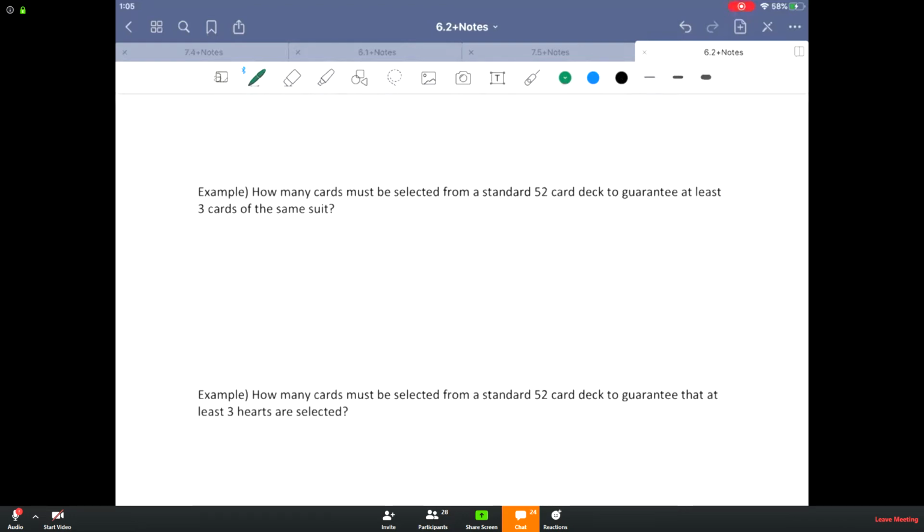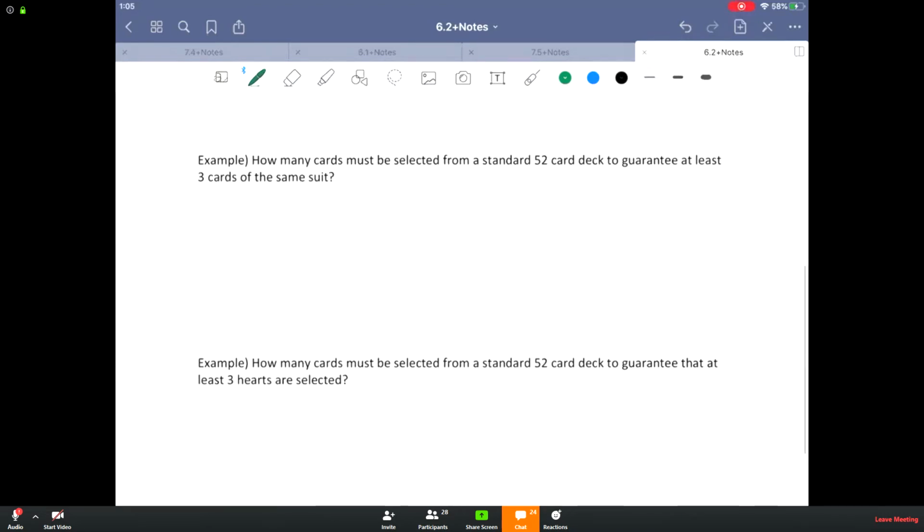So how many cards must be selected from a standard 52 deck to guarantee at least 3 cards of the same suit? Remember, the suits are the shapes of the cards: diamonds, hearts, spades, and clubs. How many do you have to pull to guarantee 3 of the same suit? Why don't you take a second to read through both of these examples and see what we think?